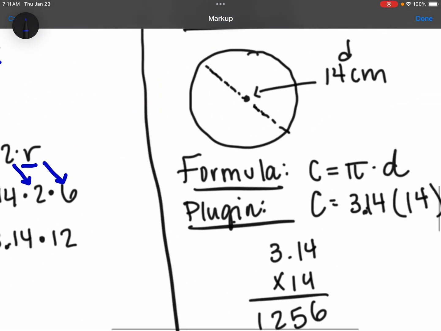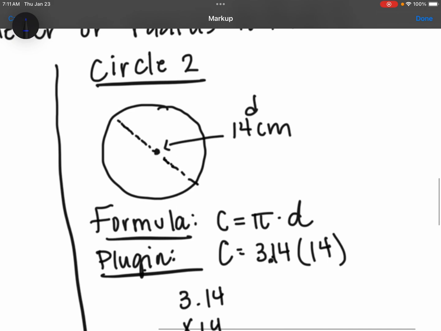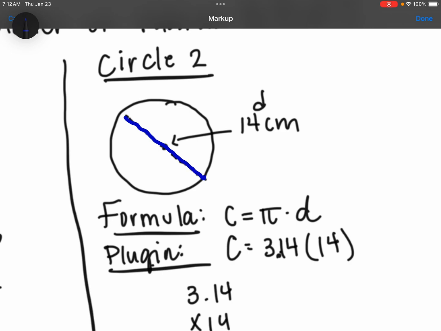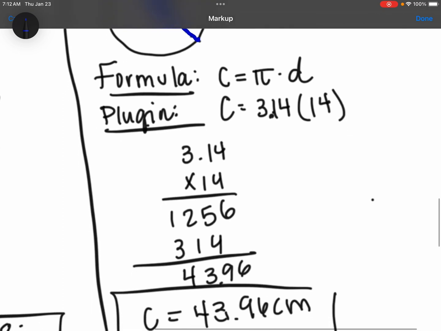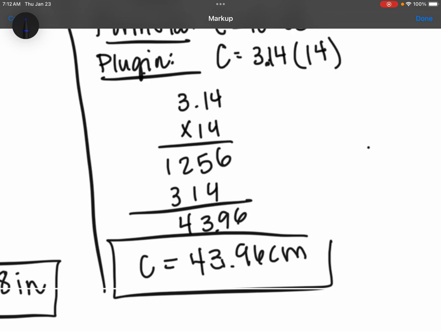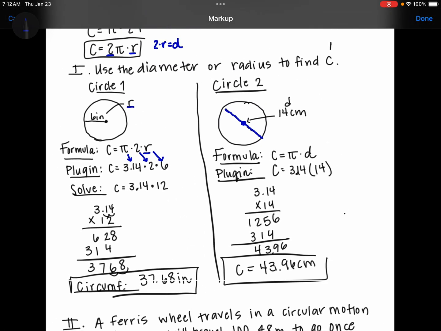So now they give us circle 2. The diameter is the one I'm going to use, because remember, diameter is a line that goes across the whole circle and it passes through the center. So for this one, I said instead of doing radius, I'm going to do pi times diameter. So 3.14 times 14, we went ahead and did our multiplication, and our circumference is 43.96 centimeters. Okay, so this is just solving, plugging into the equation forward. Please pause if you need to go back, copy, or you need some time to do the operations.